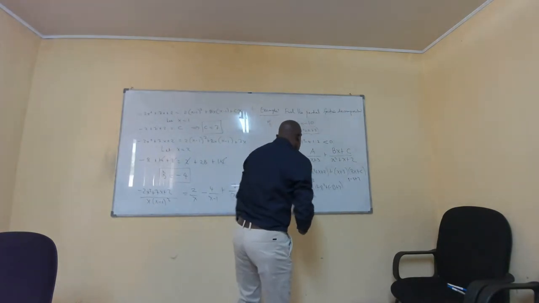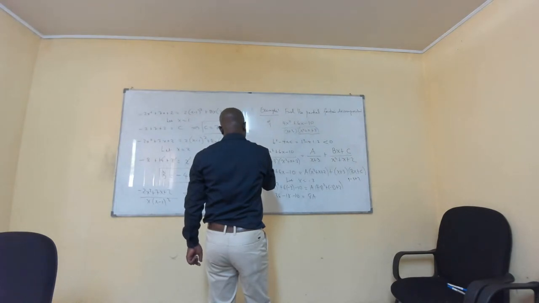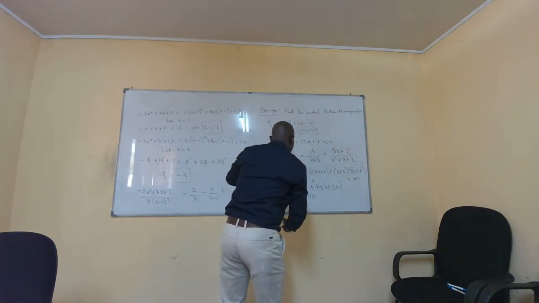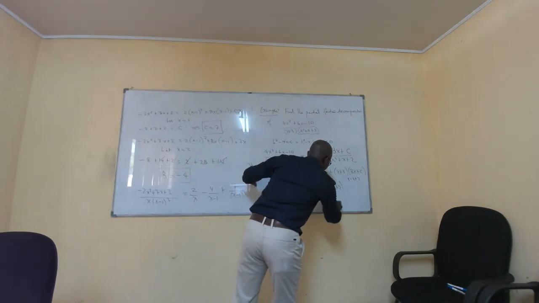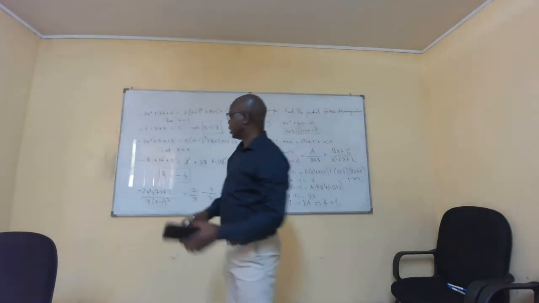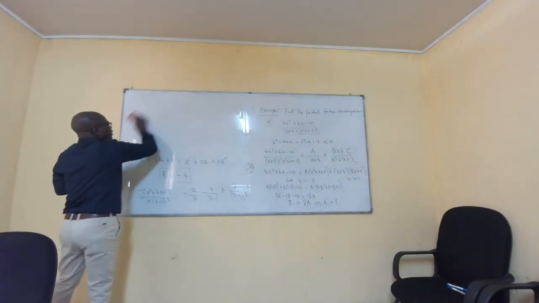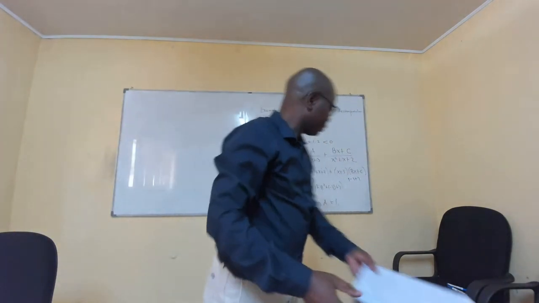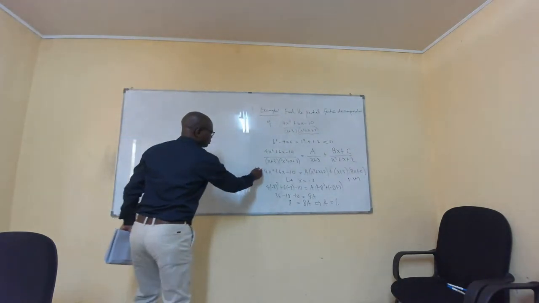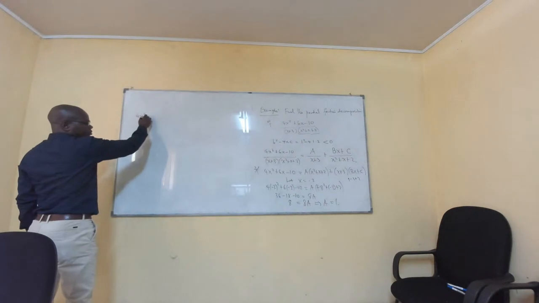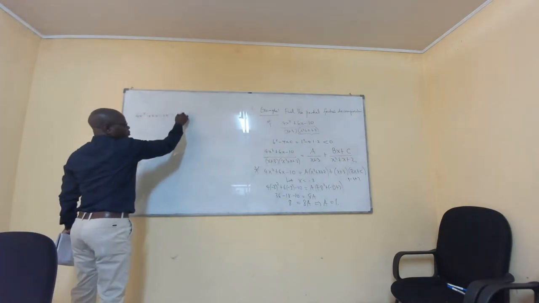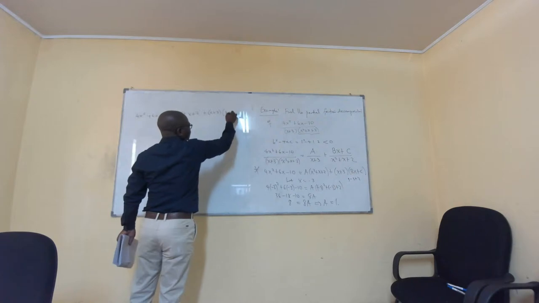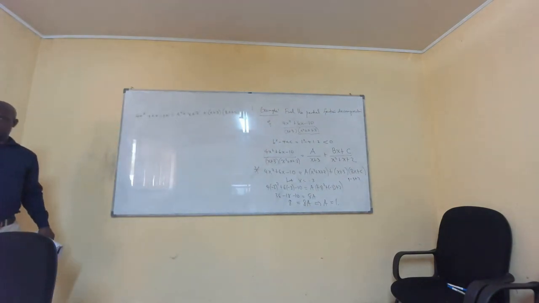36 minus 28 is 8, so 8 equals 8A, and it gives us that A is 1. So if A is 1, I can revise this part. How does it look? It will be 4x squared plus 6x minus 10 equals x squared plus x plus 2, plus (x plus 3)(Bx plus C). So we only have B and C to determine.